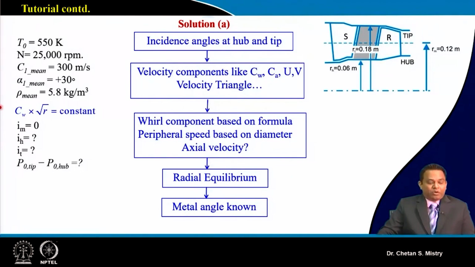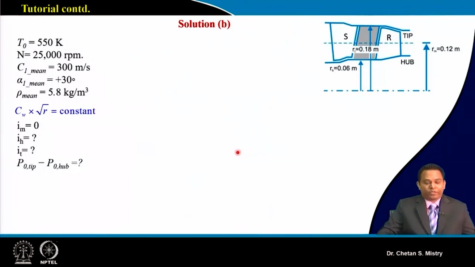But just understand, because Cw into square root of r equal to constant, that definitely says my axial velocity will not remain constant. So that is a hint. We need to calculate my metal blade angle, and based on that we will calculate the incidence angle. So this is our strategy for solution 1.